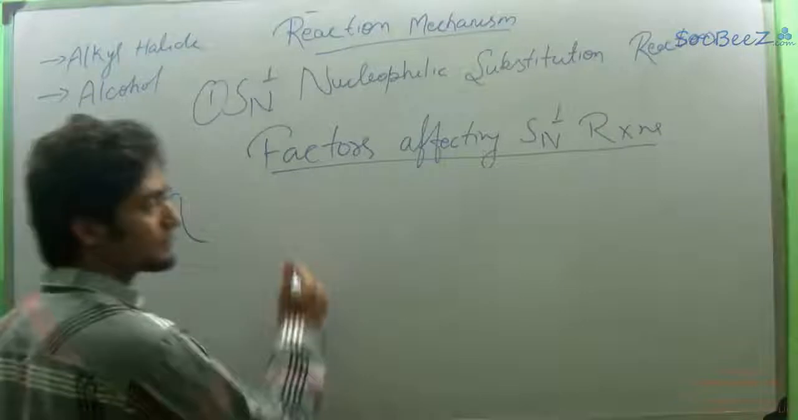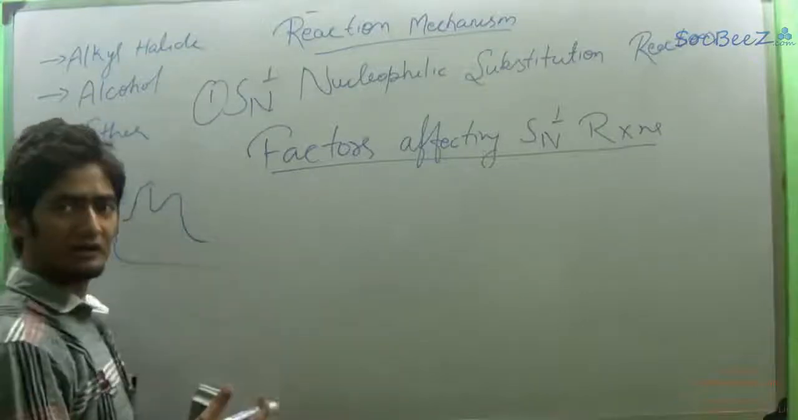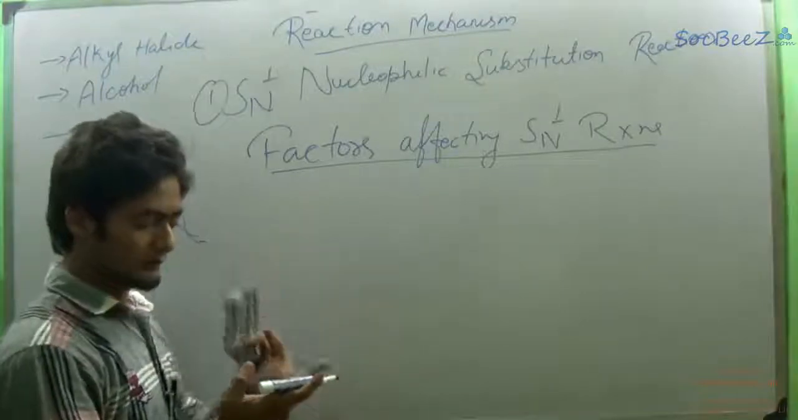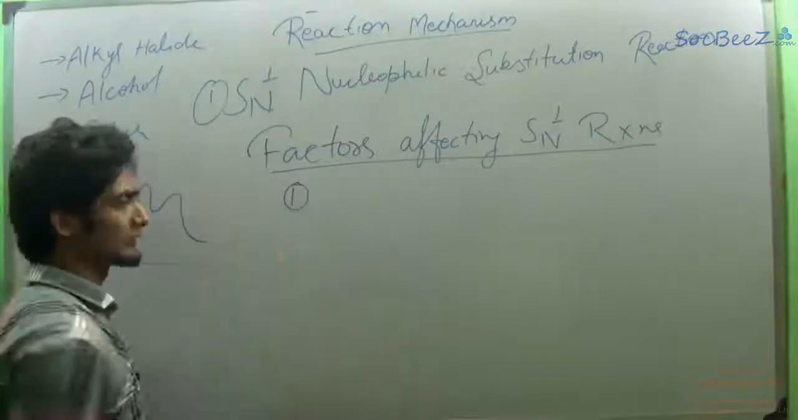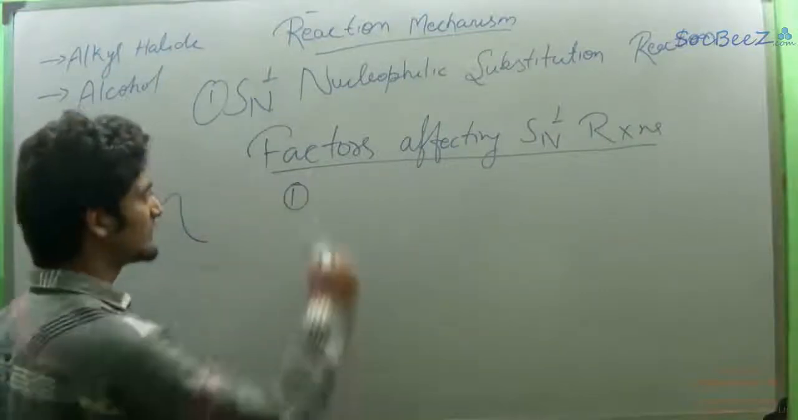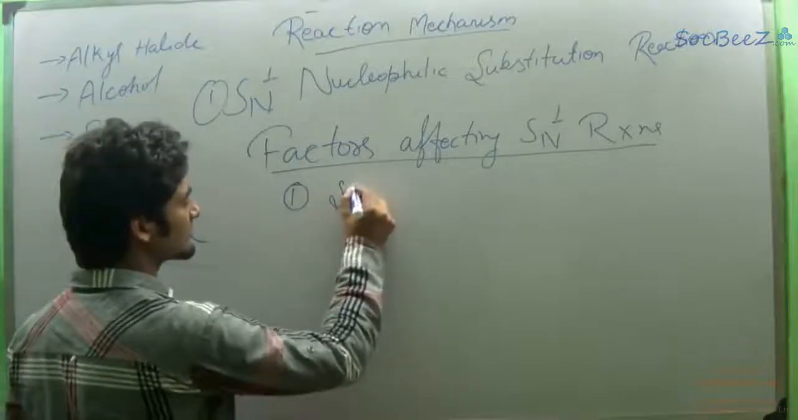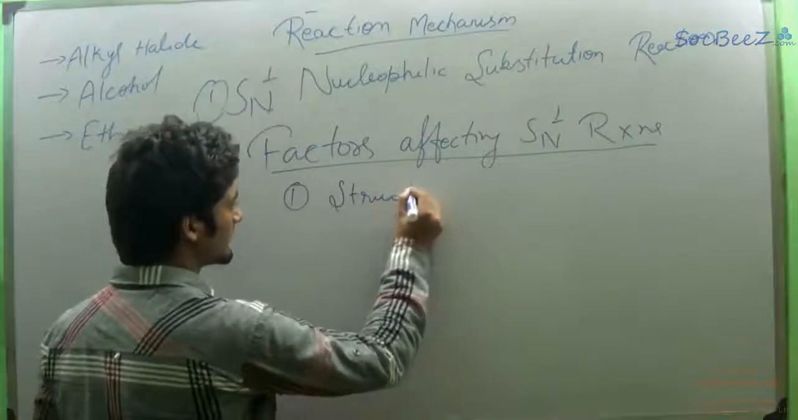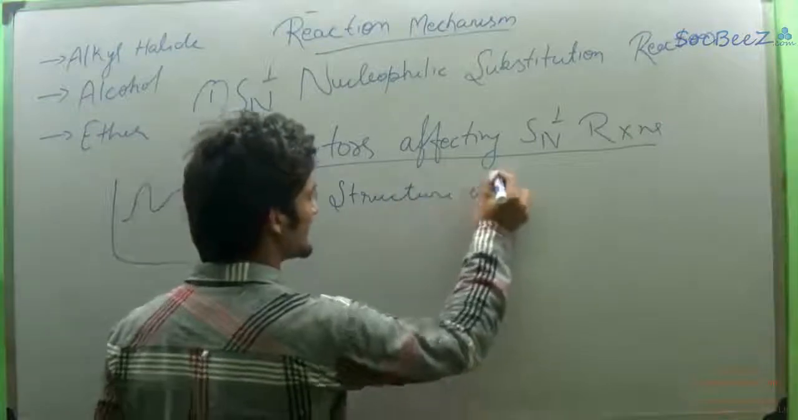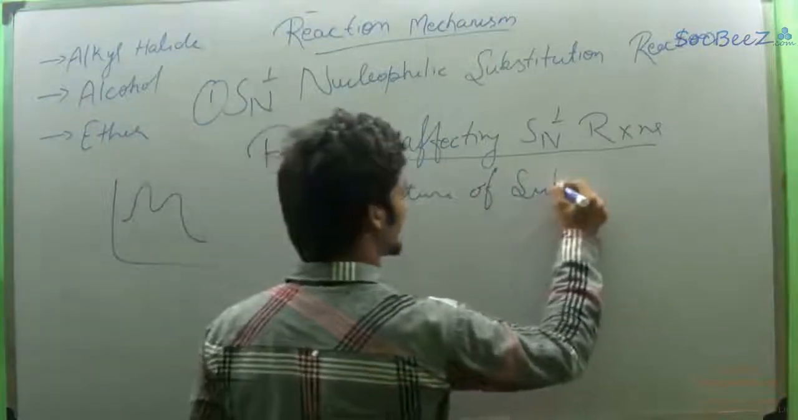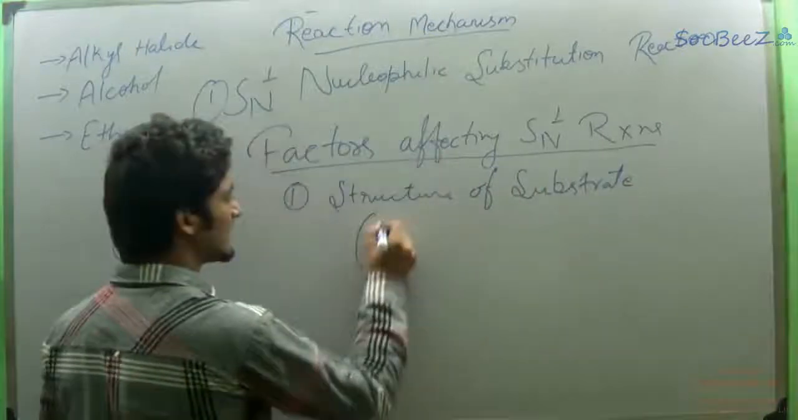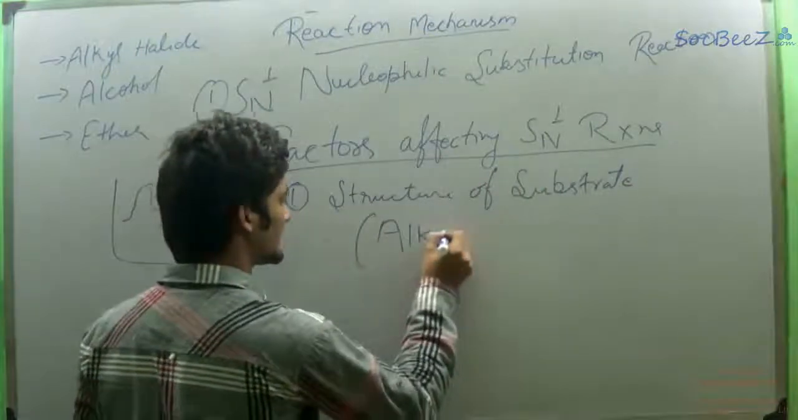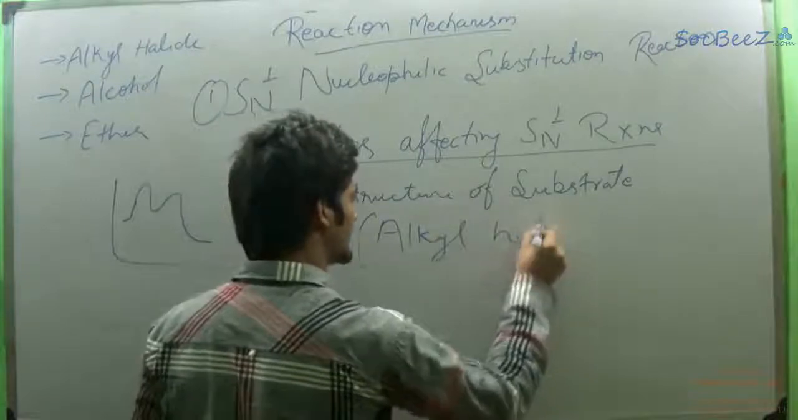So we'll try to stabilize the carbocation and increase the leaving group ability. Let's discuss all those factors one by one. The first one is the structure of the substrate. By substrate, I mean the alkyl halide in our case, that is the reactant.